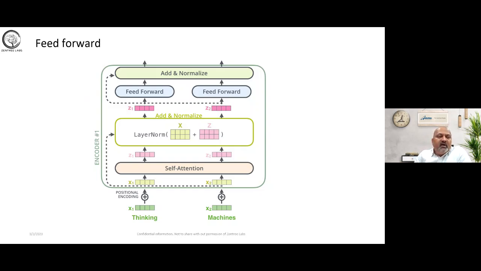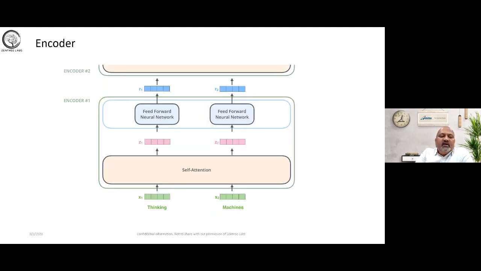Add and normalize wherever this residual connection is given. You are passing that data back, adding to the vector, and then normalizing it. So this is the feed forward operation. Once it is done, the first encoder block can be looked at something like this.